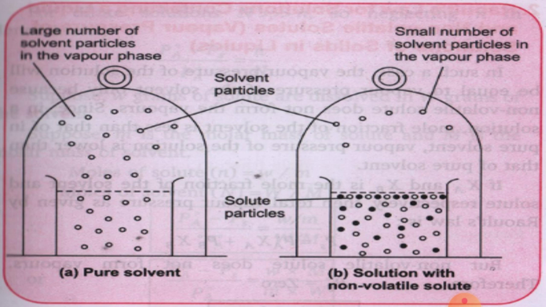That is, the more the surface particles of solute, the less will be the vapor of solvent molecules. That's why on adding non-volatile solute, the boiling point of solvent increases.